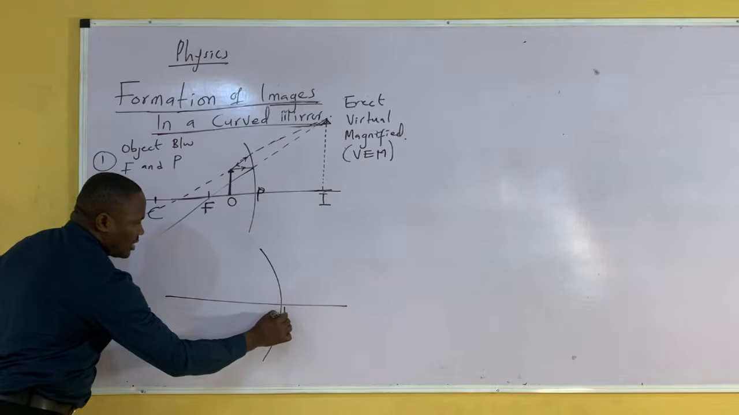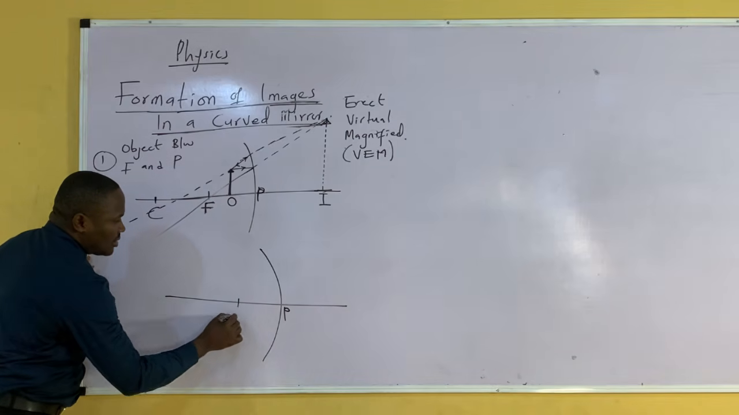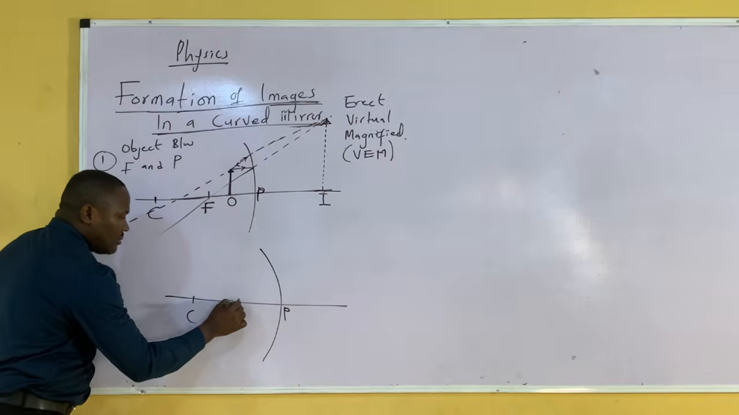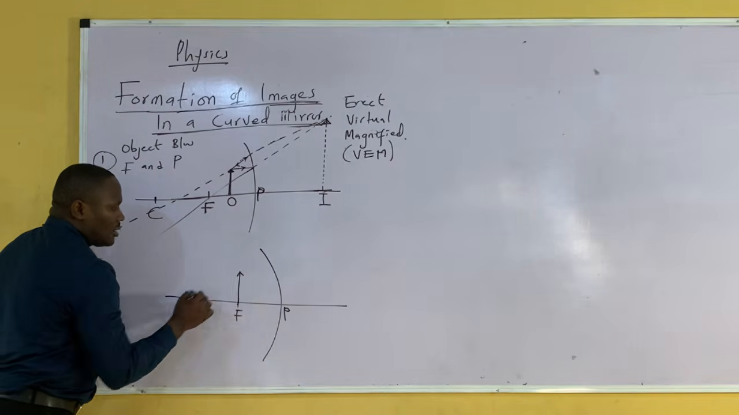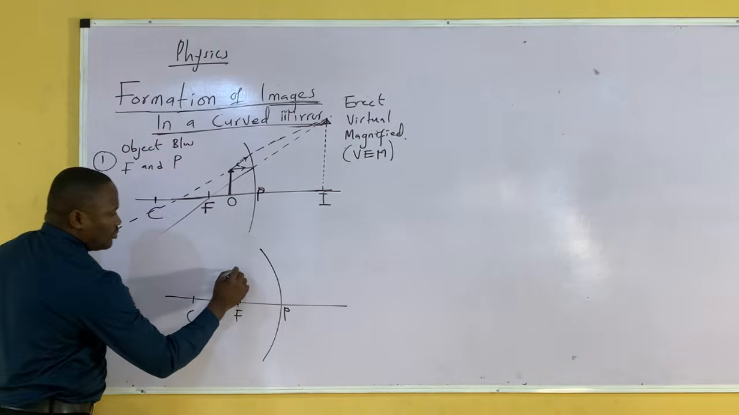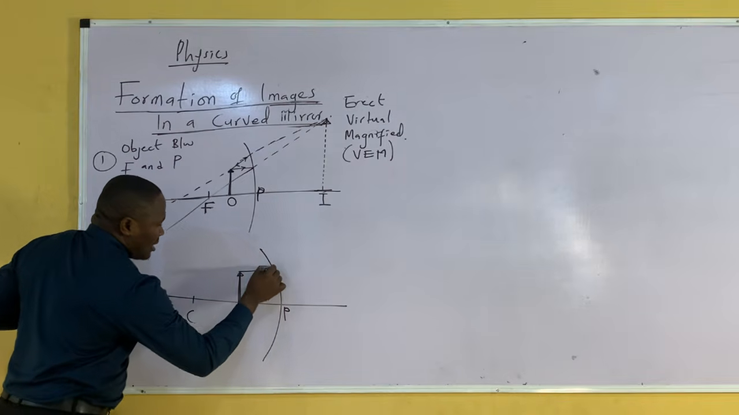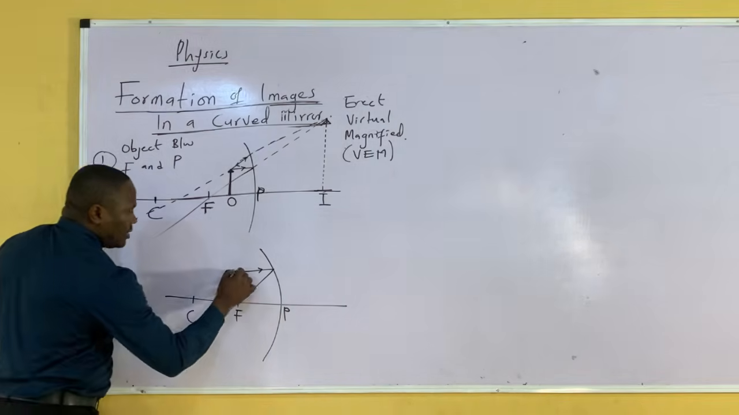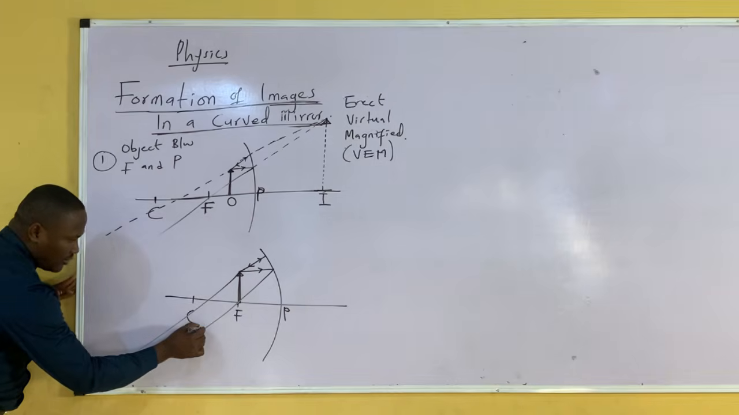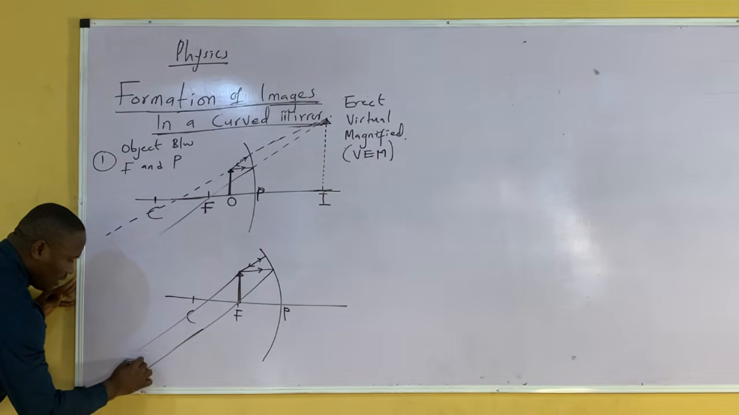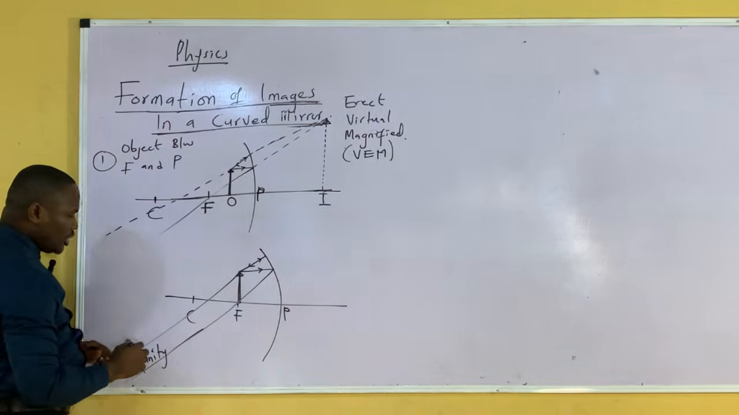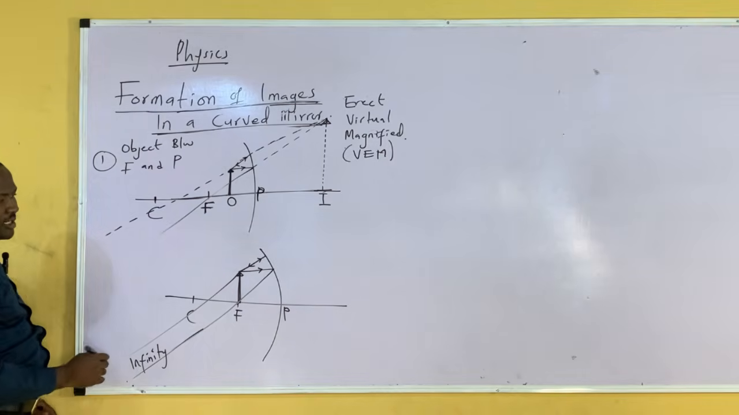This time, this again is the pole. This is our principal focus. This is our center of curvature. Now this time, I'm putting the object at the principal focus. This ray goes and comes through F. Then this goes and returns. In this manner, the rays never meet. If they will ever meet, it will be at infinity, meaning the image formed will be at infinity.